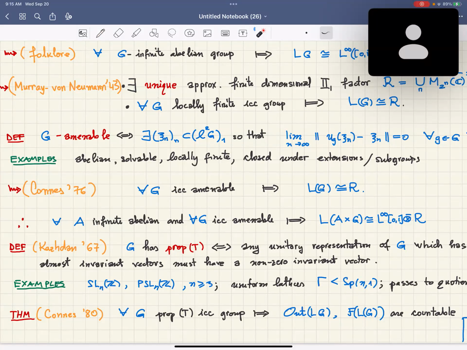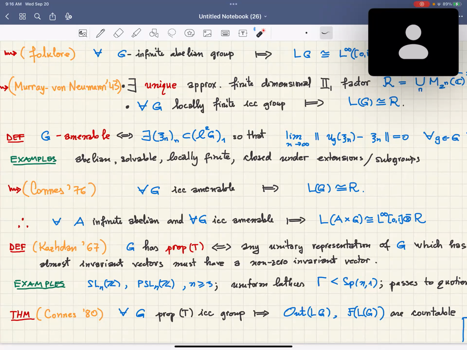So for example, you see that if a group is both amenable and has property T at the same time, then those groups necessarily have to be finite. Because being amenable gives almost invariant vectors, property T will force an invariant vector, but the left regular representation has a non-zero invariant vector only when the group is finite. Okay, so this is a very disjoint class, right?